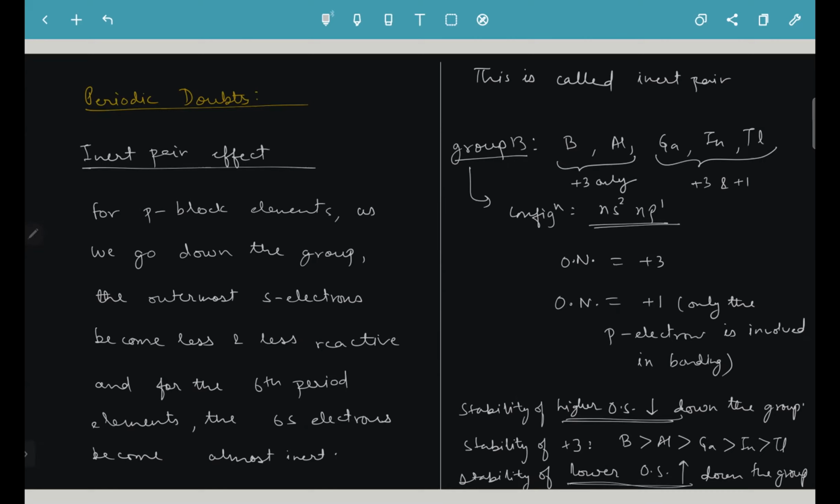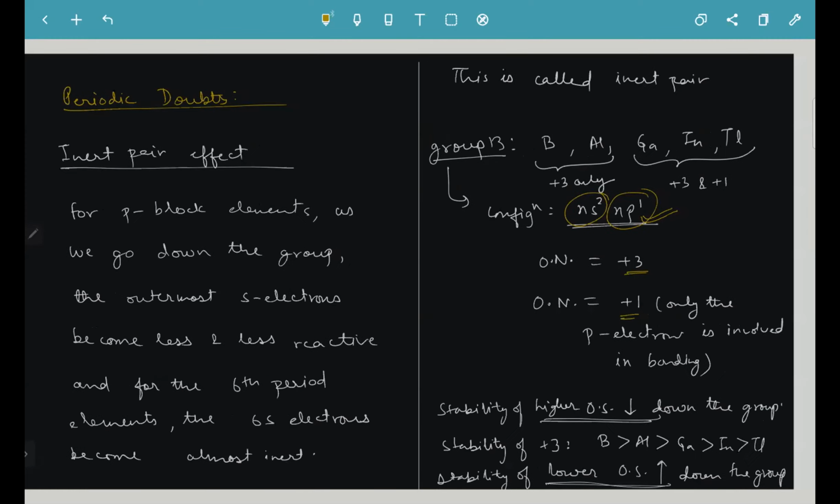Look, all these elements have 3 valence electrons: 2 valence electrons in the s subshell and 1 in the p subshell. If only the p electron takes part in bonding, it will show a charge of +1. If the p electron as well as the s electron take part in bonding, it will show a charge of +3. So there are two oxidation numbers shown by group 13 elements, +3 and +1. Boron and aluminium show +3 only, they do not show +1. Gallium, indium, thallium show +1 also. The tendency to show the lower oxidation number increases down the group, because as we go down the group, the s electron becomes more and more inert.